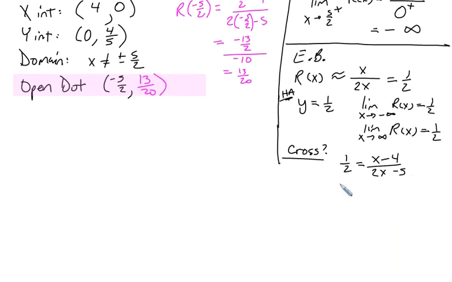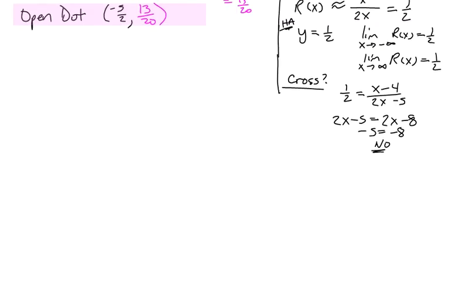Cross multiply here to solve, we'll get 2x minus 5 is equal to 2 times the quantity x minus 4, which is really 2x minus 8. Is negative 5 equal to negative 8? Not the last time I checked. So it doesn't. The graph doesn't cross its horizontal asymptote.